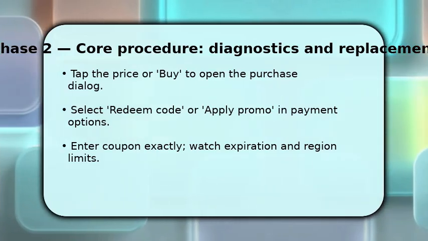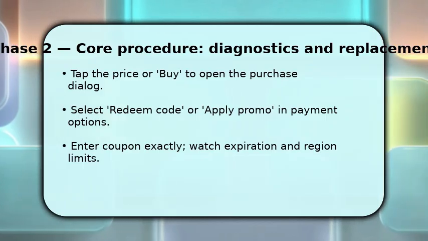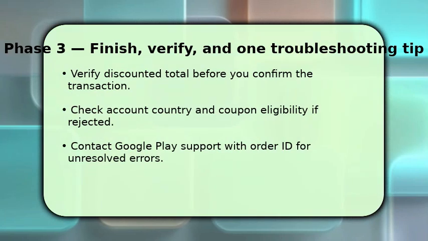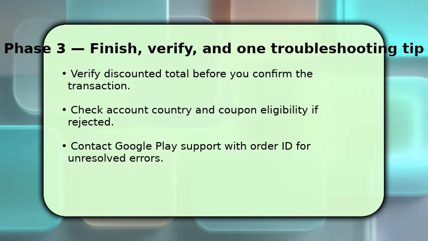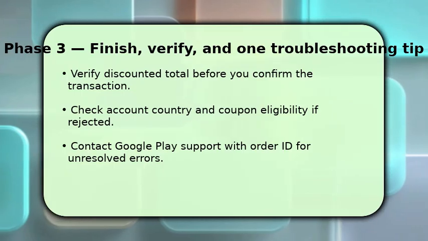If it's a subscription, confirm whether the coupon affects the first billing only, or recurring charges. This prevents surprises on renewal. You must verify the discounted total appears before you tap confirm. That final check prevents accidental full-price charges.